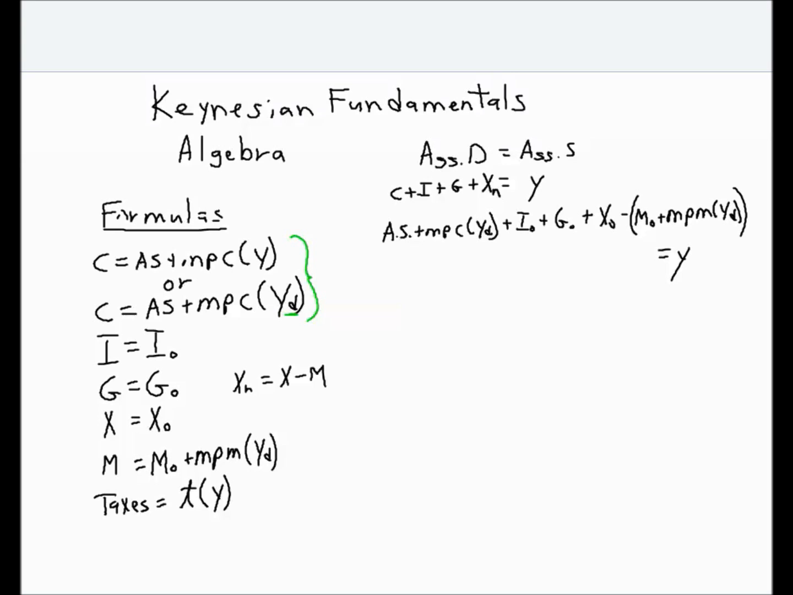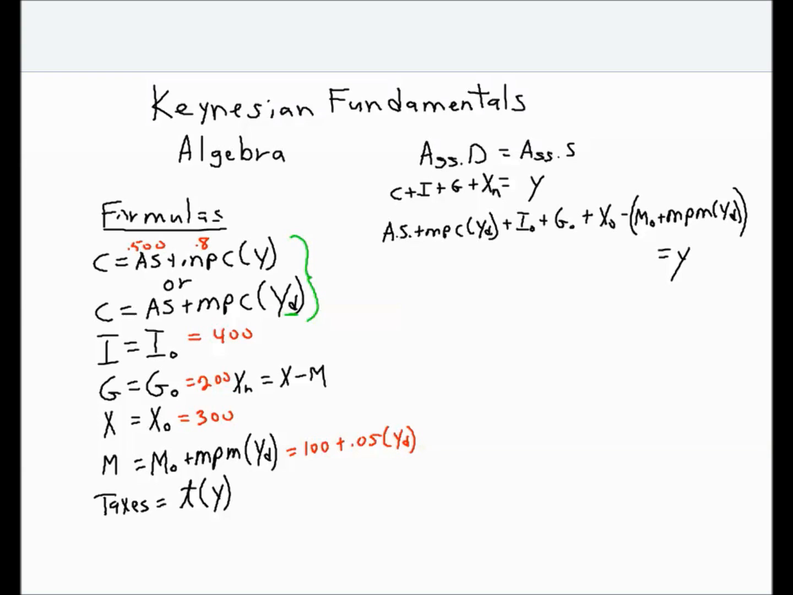Now let's try a real one with some real numbers. So let's imagine that AS is 500, and let's imagine the marginal propensity to consume is 0.8, and let's just let investment be say 400, and let's let government spending be 200, and let's let exports be 300, and let's let imports be, how about 100 plus the marginal propensity to import. So that's the fraction of your disposable income you spend on imports. So let's say it's 5%, so that'd be 0.05 times YD. See how I did that?